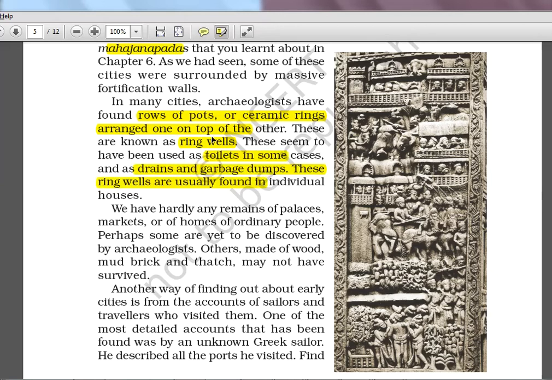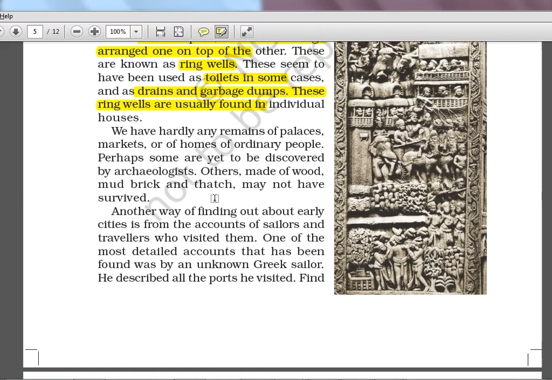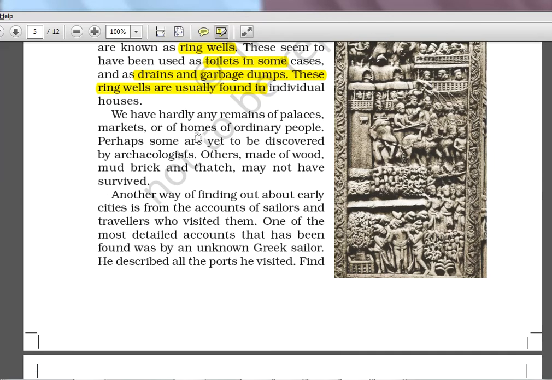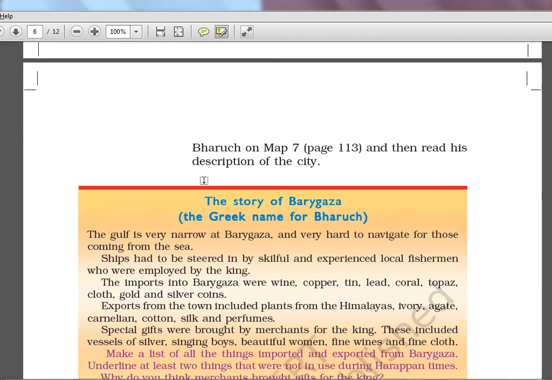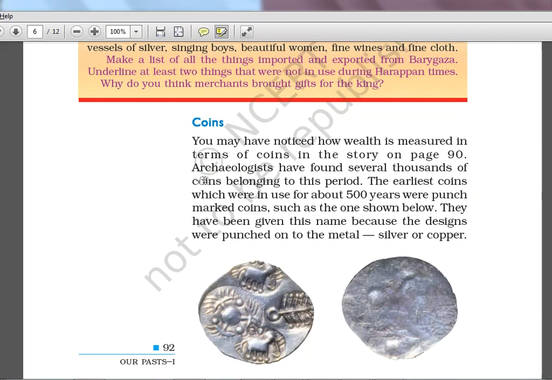Okay, so ring wells, if you get a question, it's actually not a well kind of thing. It is actually toilets, drains, garbage dumps, and it's found in individual houses. That is about ring wells. Then we'll proceed. Again a story. I'm not going to waste your time reading these stories.